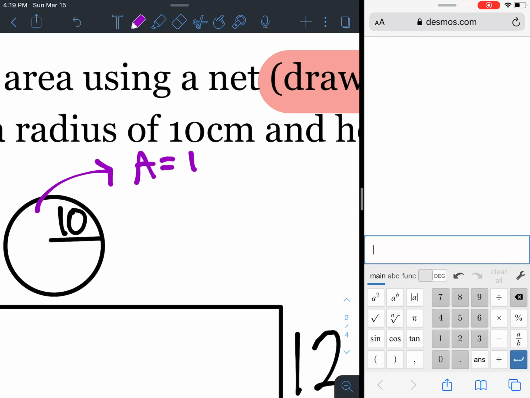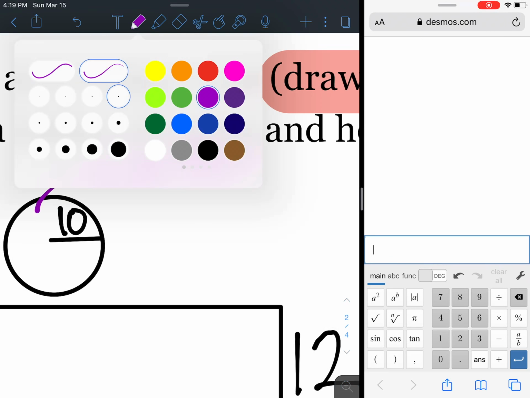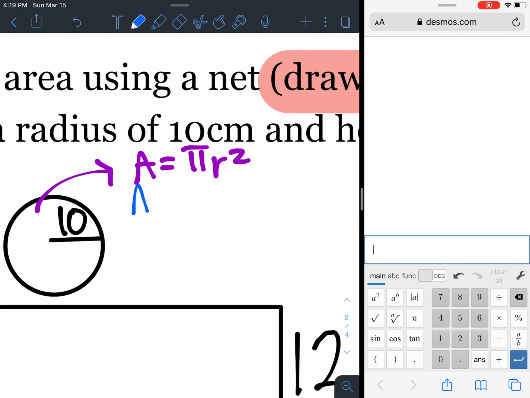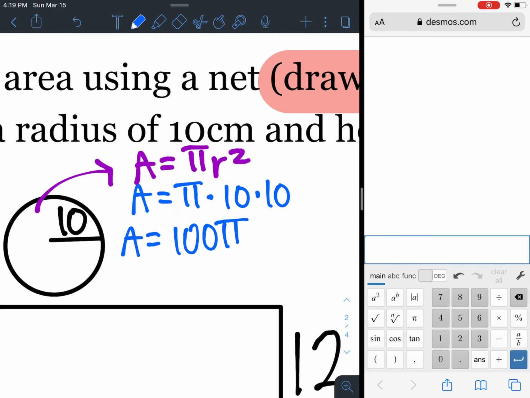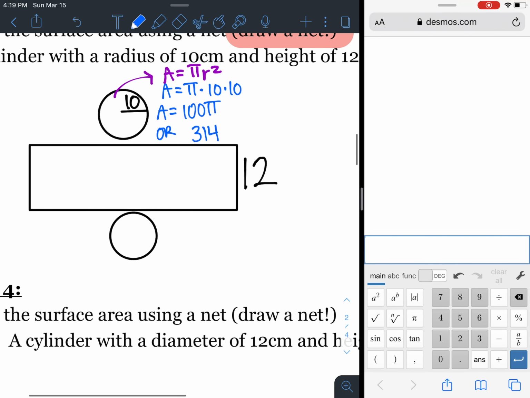For the circle, area equals pi r squared. So area equals pi times 10 times 10 again because it's squared. So our answer is either 100 pi, if you want to leave it like that, that's fine, or 314. This circle down here is exactly the same. I don't need to do it again. Just know that it's the same.